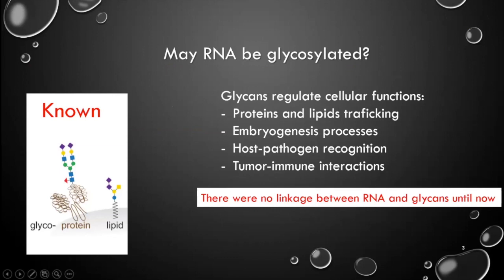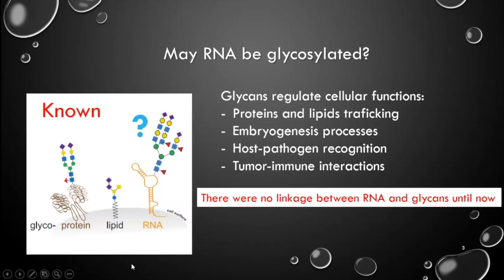So until now, the glycans were known to regulate different cellular functions, such as protein and lipid trafficking and embryogenesis. They've been involved in host-pathogen recognition, and they also play an important role in tumor-immune interactions. So the authors of these publications, which have been published recently in Cell, aim to understand whether or not there is a linkage between the RNA and the glycans.